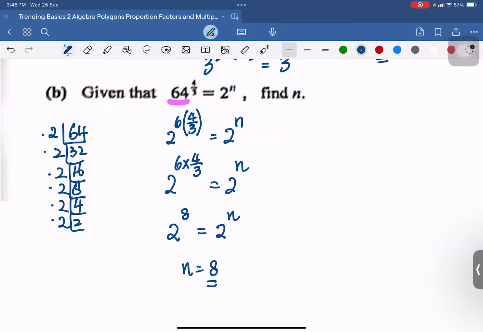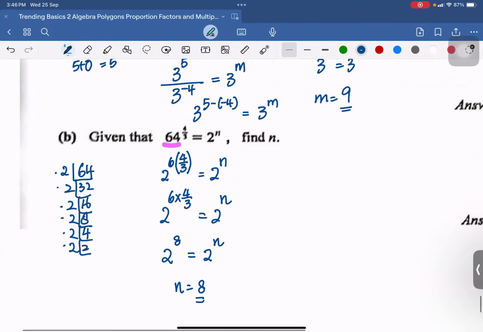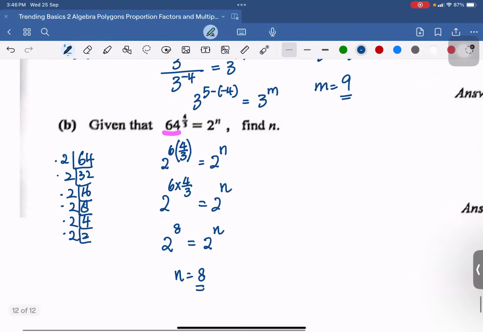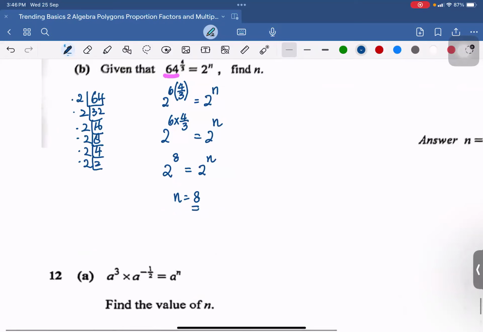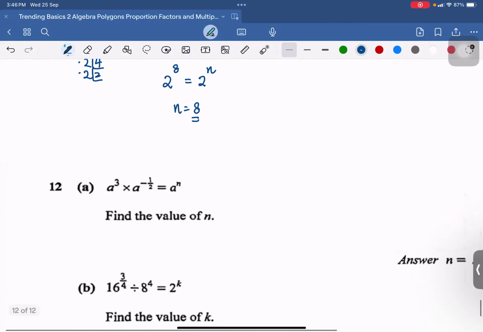The questions are pretty much similar. You notice the skill keeps on repeating. That's why I keep asking you all to do this type of question. Must know. The higher level questions, we don't know how to do; cannot predict. But the basic ones you must know how to do.